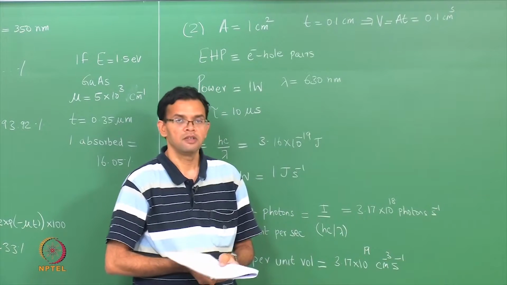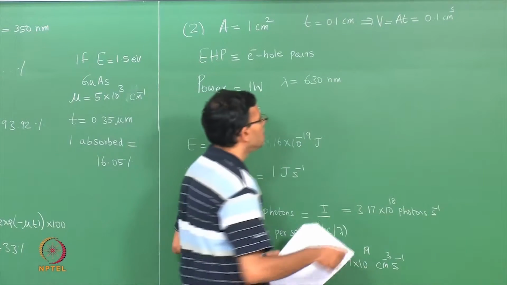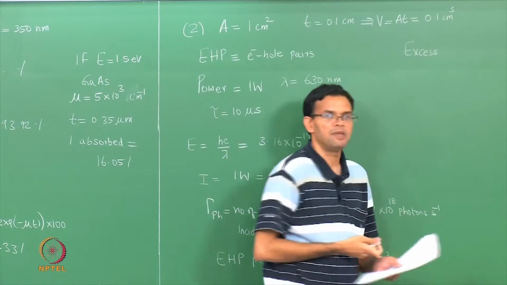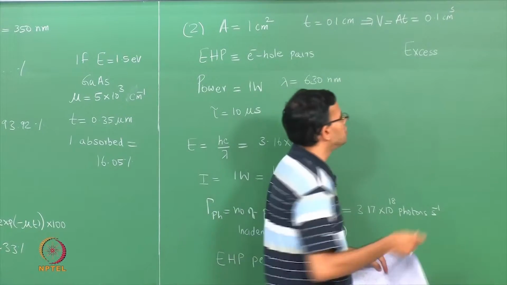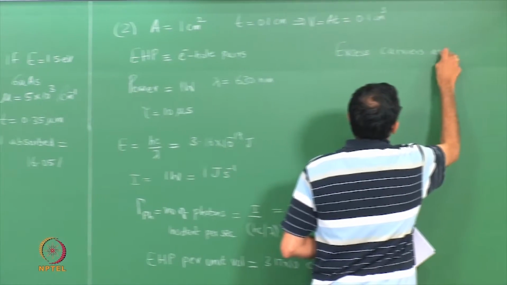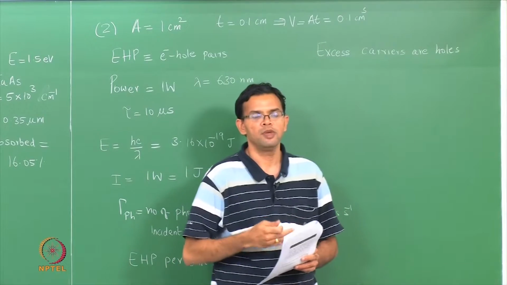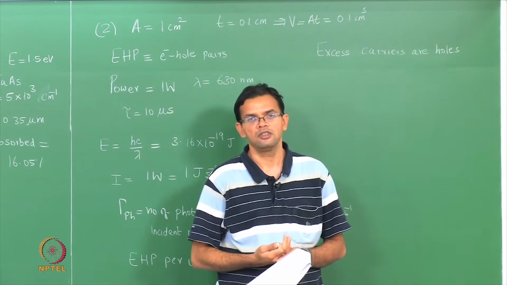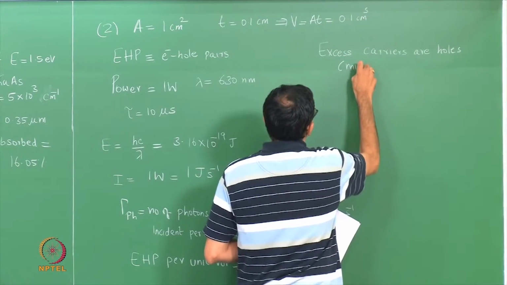So, in the next part we are asked to calculate the steady state excess carrier concentration. So, we do not know if this material is a p type or an n type semiconductor. So, just for simplicity I will take it to be an n type, so that the excess carriers are holes. You can do the same thing by assuming the material to be a p type, so that the excess minority carriers are electrons, but it will not affect the final result. So, these are the excess minority carriers.